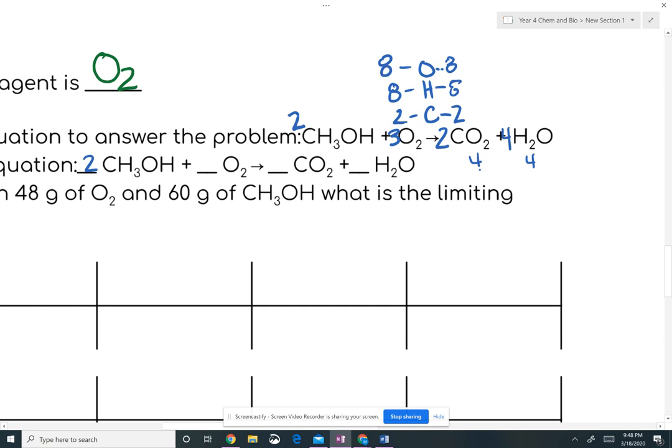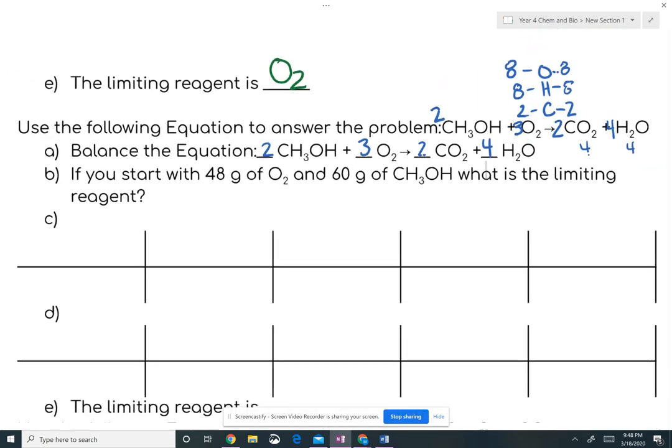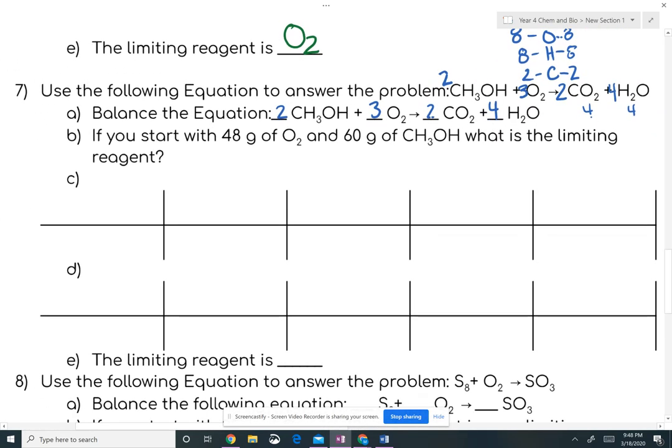Okay. So your numbers would be 2, 3, 2, and 4. So that would be your numbers on here. Now that you have your equation balanced, now you can start the problem.